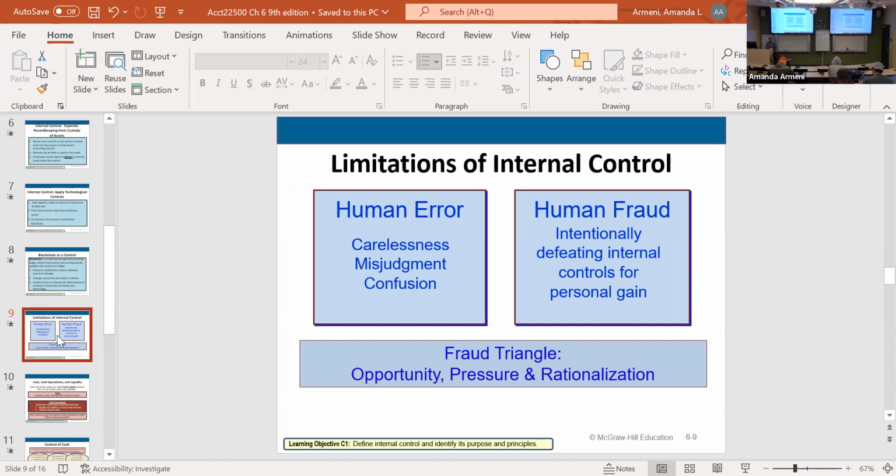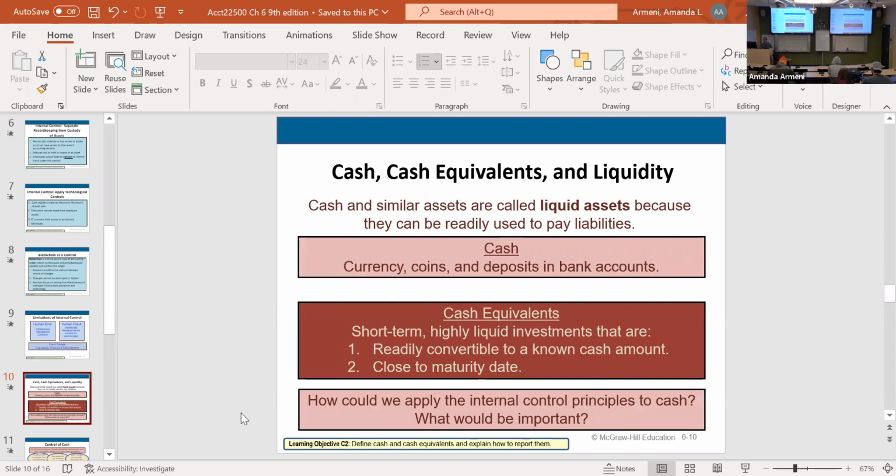Okay, so we're going to shift now, right? Remember I said the first part of the chapter is all about internal control. And then the second part of the chapter is focused on, again, we're sort of tunnel vision on cash in this particular chapter. So we're going to shift our focus and start talking a little bit about cash, right? We have used cash in almost every example that we've gone through in class, right?